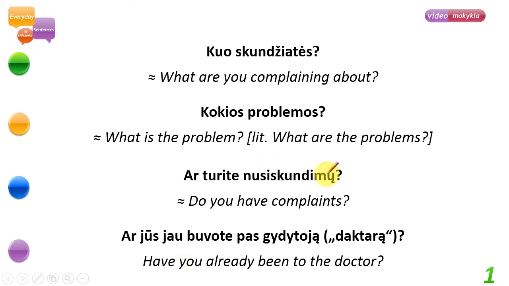So, basically, this word is almost used only within the health context, or well, it could be also used when talking about services, like complaints about your services or customer service. You could use this word, nusiskundimai. Yra nusiskundimų, there are some complaints. Or, I have some complaints. Aš turiu nusiskundimų. And do you have any complaints? Ar turite nusiskundimų? So, this is used in the health context or in customer service.